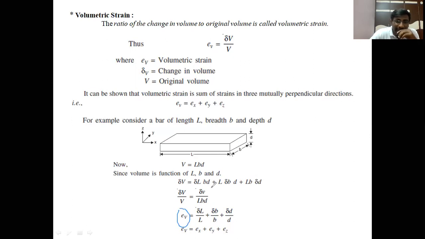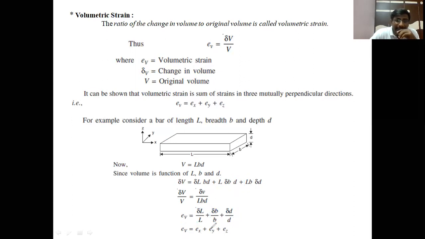On the right hand side, the first term becomes delta L by L, as BD is cancelled. In the second term, LD is cancelled, and delta B by B remains. And in the third term, delta D by D, LB is cancelled. Therefore, the final equation is EV, the volumetric strain, equals delta L by L plus delta B by B plus delta D by D.